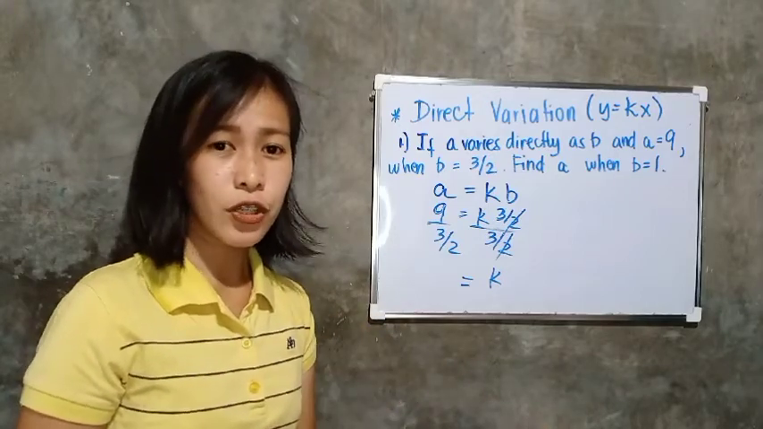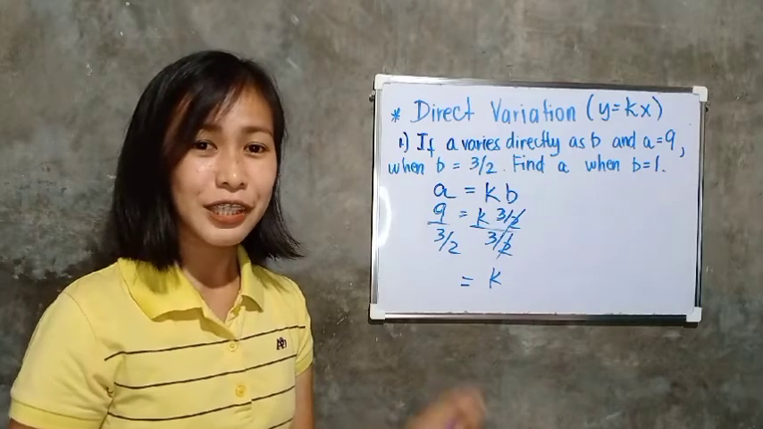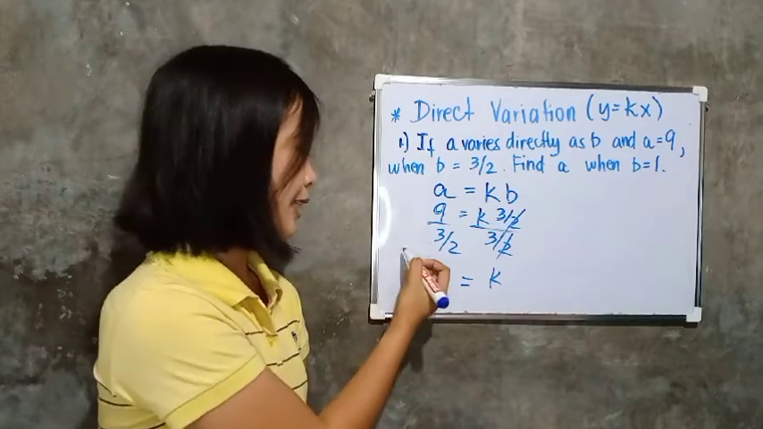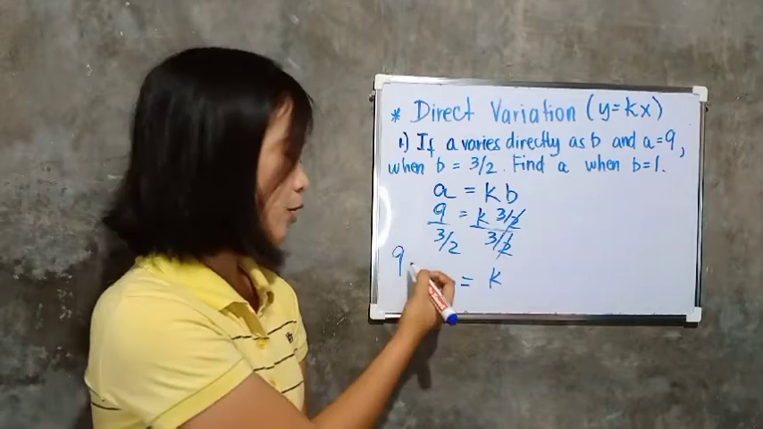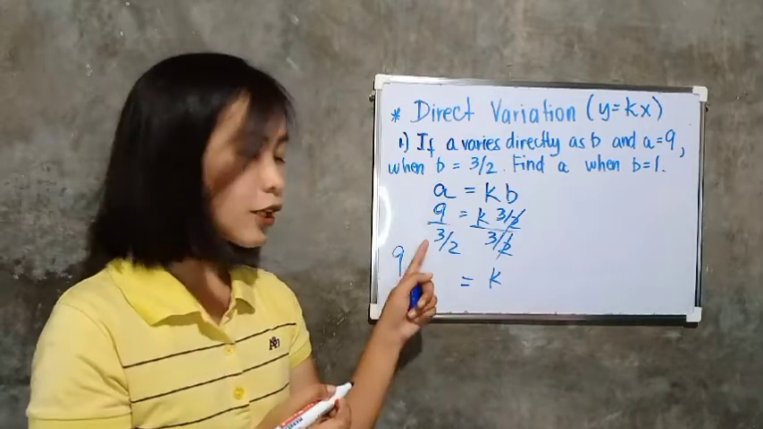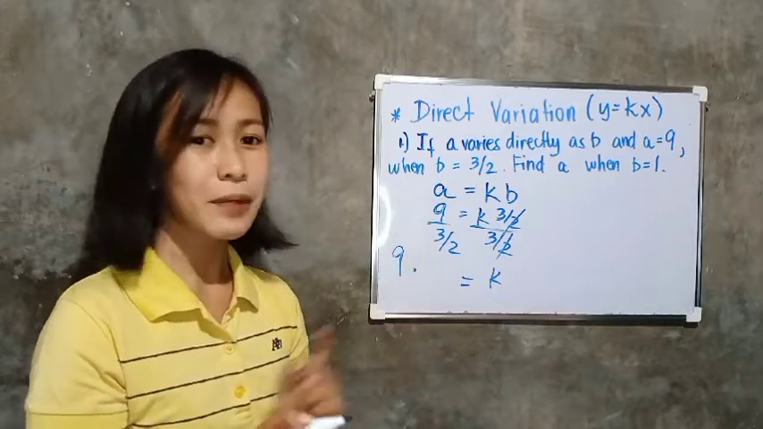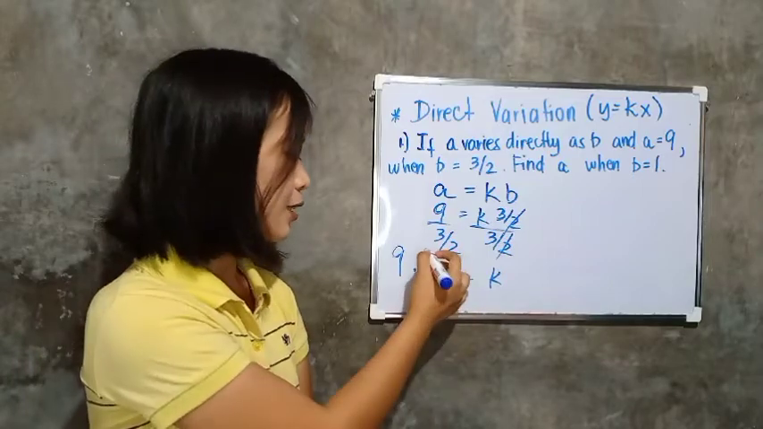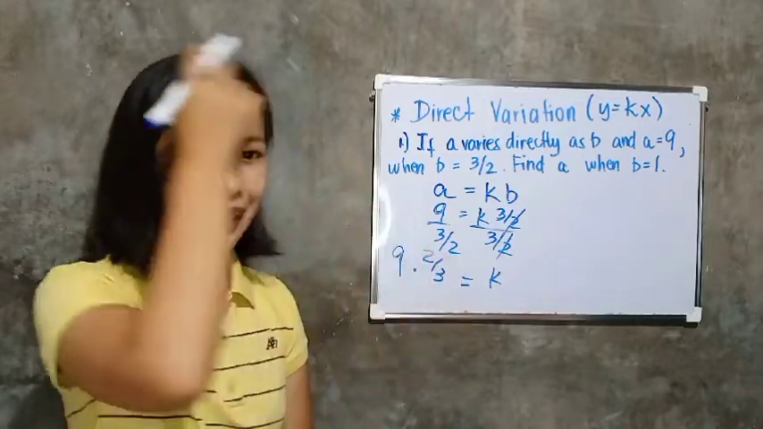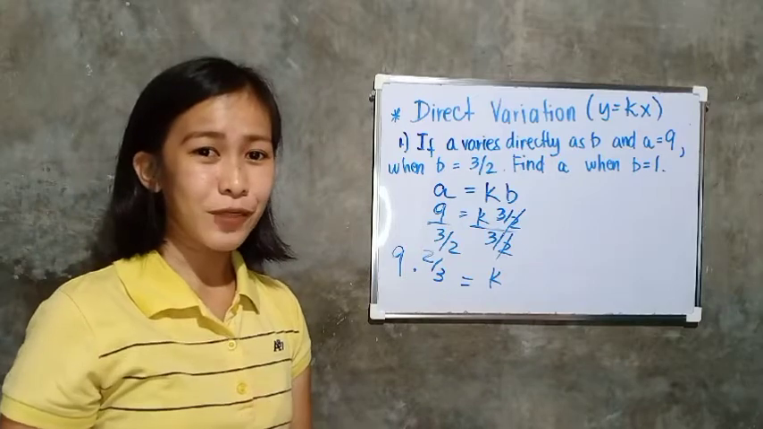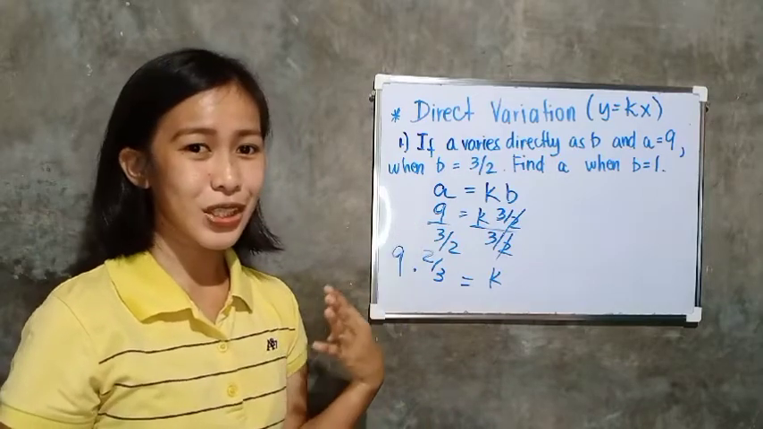Para maging multiplication, babaliktarin mo yung next na given. Okay? So, we have 9. So, gawin natin siyang multiplication. Times 3 over 2. So, sa 3 over 2, babaliktarin lang natin yan. Gagawin natin yung 2/3. Okay? So, by that, pwede na tayong mag-multiply. Hindi na natin problema yung division.